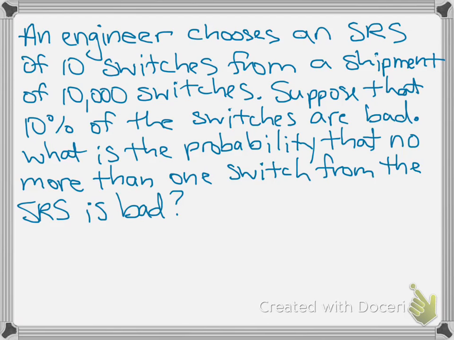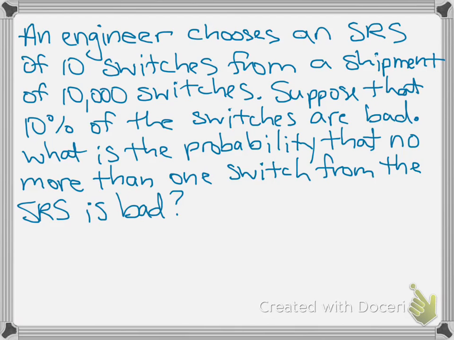Suppose that 10% of the switches are bad, so we know that 10% of those 10,000 switches should end up being bad. We want to know what is the probability that no more than one switch from the SRS, remember there's only 10 switches in our SRS, what is the probability that no more than one switch from the SRS is bad?